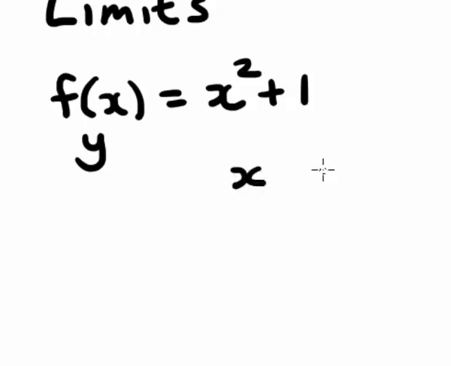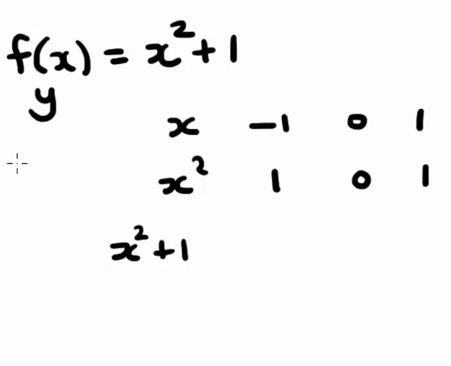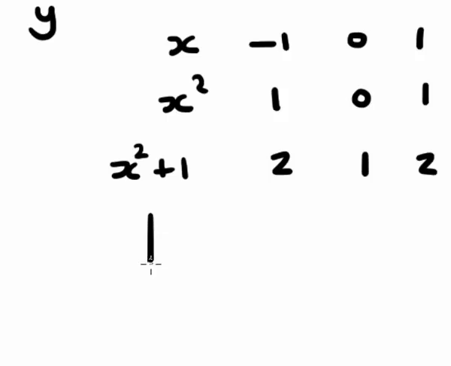Well, if we just quickly select some values for x, we'll choose them at random: minus 1, 0, 1. What would x squared be? If you square the x's, you get 1, 0, and 1. But what we've actually got to do is take the x squared graph and add 1, jump it up by 1. So that will be adding 1 to all of these. So 1 plus 1 is 2, 0 plus 1 is 1, and 1 plus 1 is 2. It's like saying negative 1 squared plus 1 is 2, 0 squared plus 1 is 1, or 1 squared plus 1 is 2.